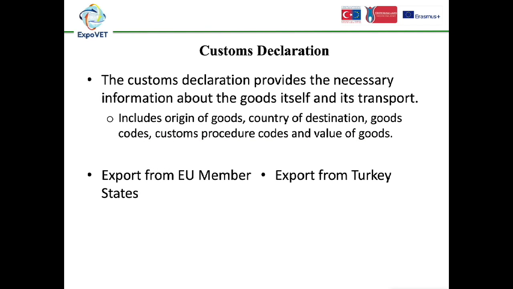The export declaration provides the necessary information about the goods itself and its transportation. It includes origin of goods, country of destination, goods codes, customs procedure codes, and the value of goods. The fields to be filled on the customs declaration are as follows. 1. Sender, exporter. 2. Buyer, importer. 3. Financial advisor, independent accountant. 4. Declarant representative. 5. Export. 6. Country of origin.